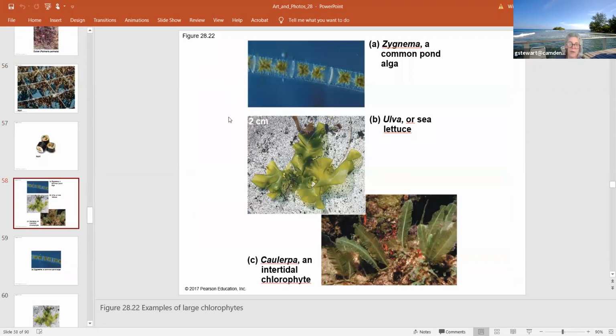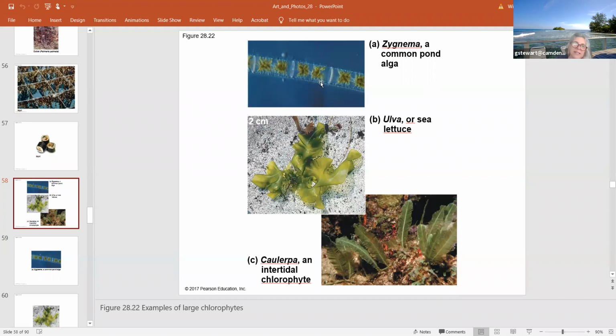Here's some pictures of some chlorophytes. So we have Zygnema, which is like Spirogyra, which you would find in ponds, so freshwater. Here's some Ulva, which is a sea lettuce, and a much larger one. Notice these are both, we would say, multicellular.